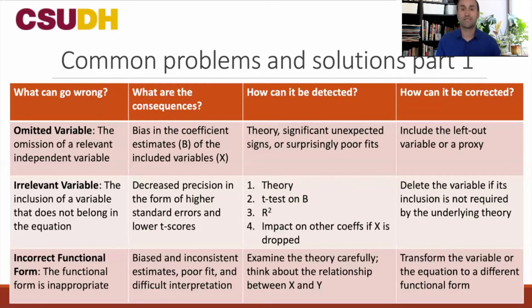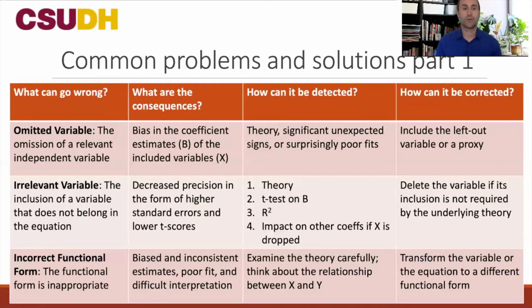So how can this be detected? Well, unfortunately, usually you have to draw upon theory mostly. However, if you have lots of counterintuitive results, then this might be the consequence of omitted variable bias. And you just correct it by including the left out variable or maybe a proxy, or maybe playing around with different combinations of variables. That's why we often use different models with various combinations of variables.